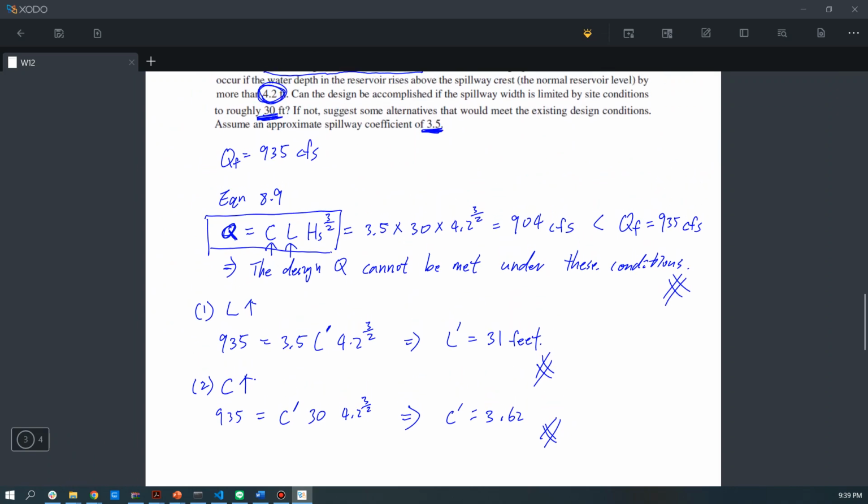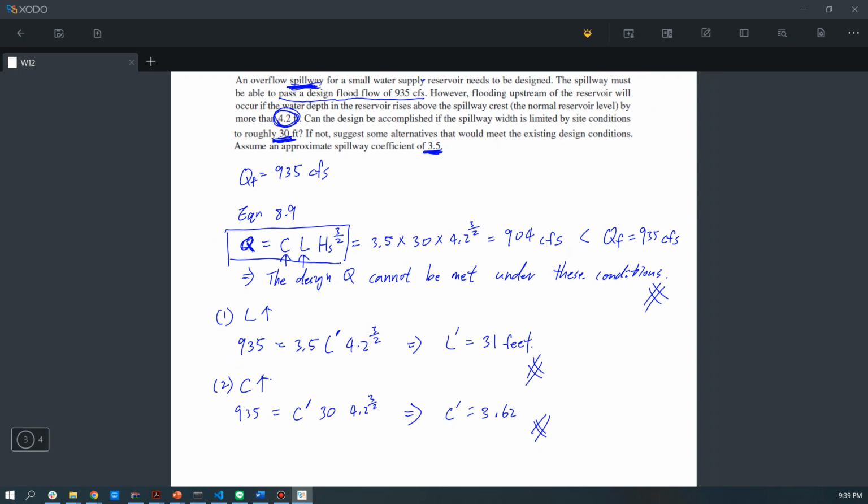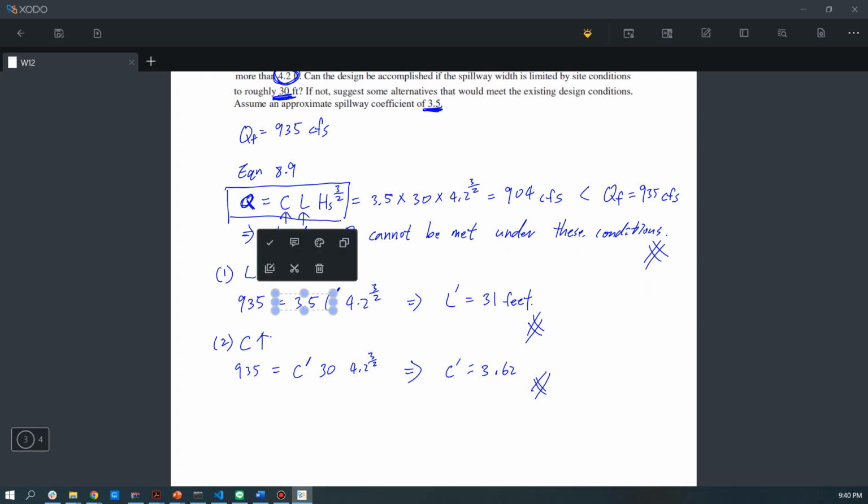Okay, so from here, we solve this problem. We first use this equation to examine whether the designed flow is larger than the designed flood flow. And the results tell us, okay, the design Q cannot be met. Then we discuss two different cases that we can improve the design to accommodate this flood flow, which is either to increase the width of the spillway or to increase the spillway coefficient.